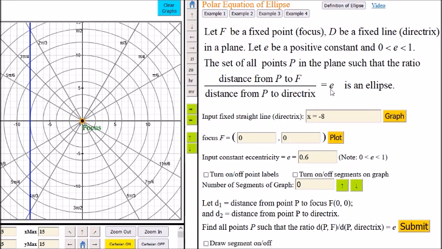And then next, pick the constant e, the eccentricity, between 0 and 1. So I chose 0.6. Next, we want to find all points such that the distance from the point to F, which is the focus, divided by the distance from the point to the directrix is equal to e. In this case, it is equal to 0.6.